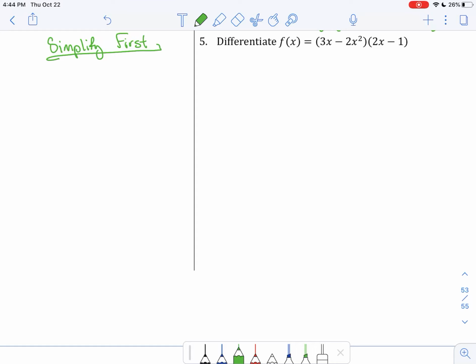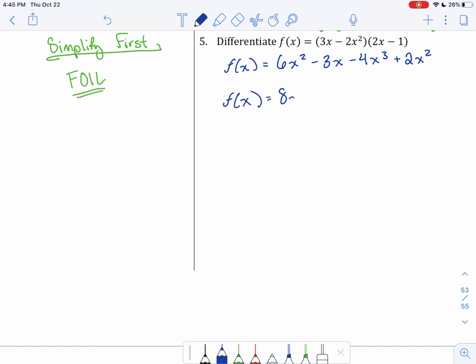This isn't a fraction like our simplifying earlier, but we can FOIL. So if you see something that's a polynomial, you can use the power rule, but you might just have to FOIL first. That's just fine. So f of x, using FOIL, we'll get 6x squared minus 3x minus 4x cubed plus 2x squared. We have two like terms with the squares, so f of x is equal to 8x squared minus 3x minus 4x to the third. I don't mind the fact that they're not in order.